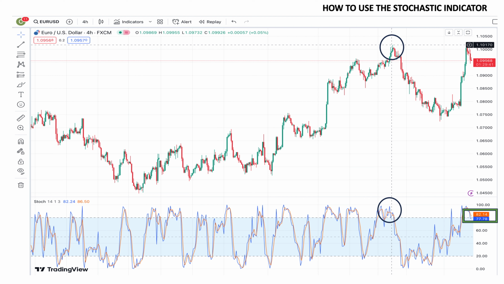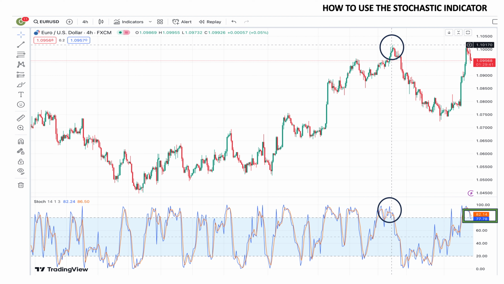So it's very simple. Like I've explained before, you sell at a premium and you buy at a discount. The stochastic is a perfect indicator for premium and discount. So when it goes up to its highest, which is the overbought area, you sell. And when it goes to its lowest, which is the discount, the oversold area, you buy.